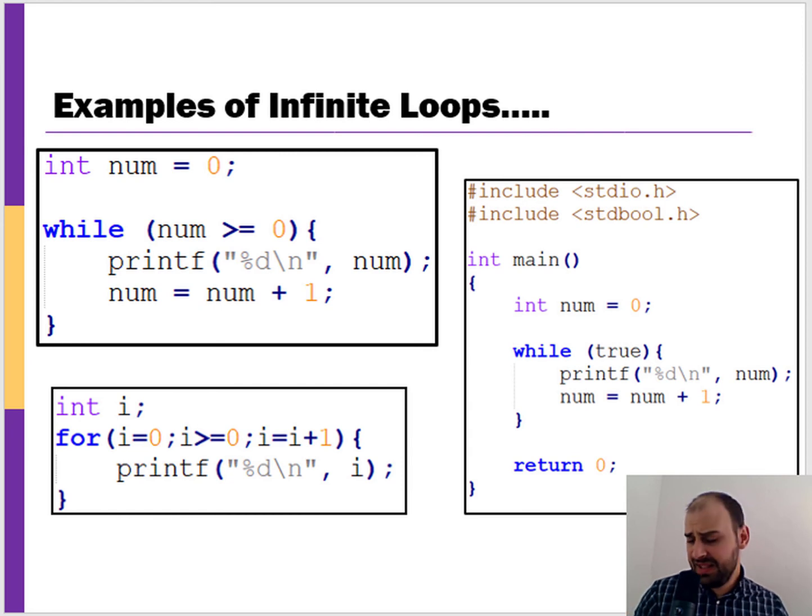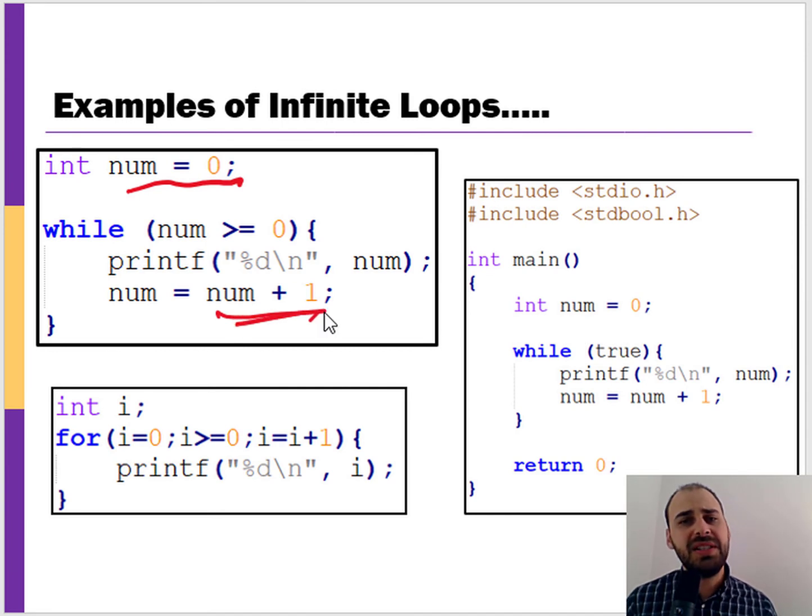Right, we look at this. Well, this first one, why is this loop infinite? Why is it going to continue to print numbers till the end of time? Well, it's because num is 0. 0 is greater than or equal to 0, so it's true the first time through, and then num just keeps getting bigger. Okay, so there's never a time where the number becomes less than 0.